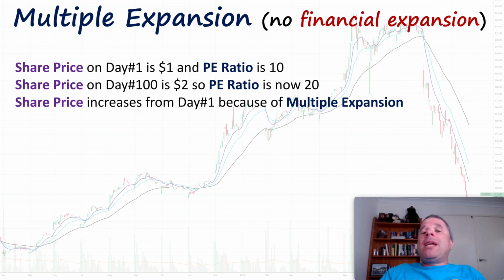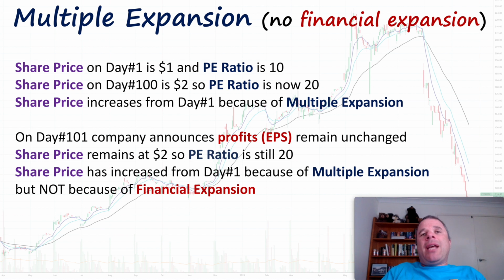Now, for some reason, the company has now announced that profits remain unchanged. So from day 1 to day 100, the market is not expecting profits to double, because if they were expecting profits to double, the share price would not remain $2. But in this example, the market was not expecting any growth in this company, and the share price remains at $2. So the P/E ratio is still 20.